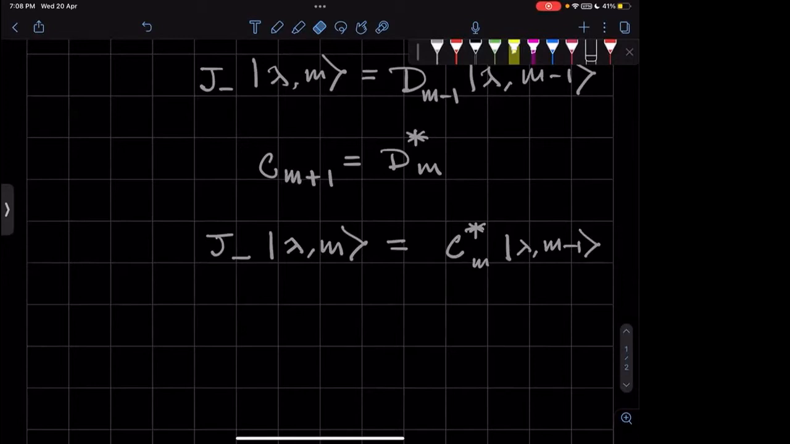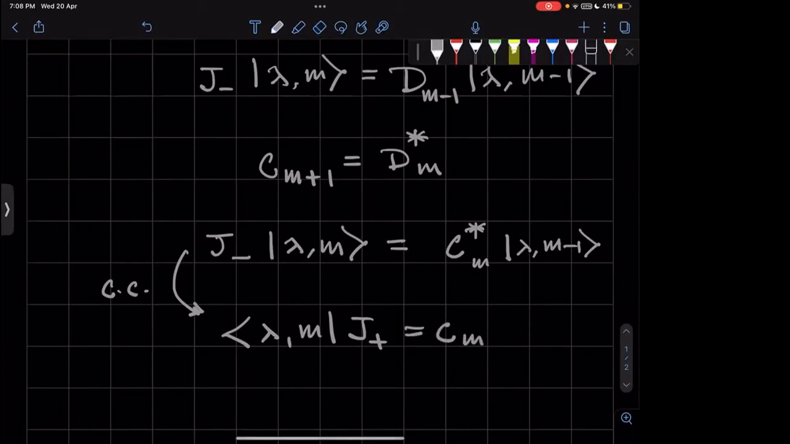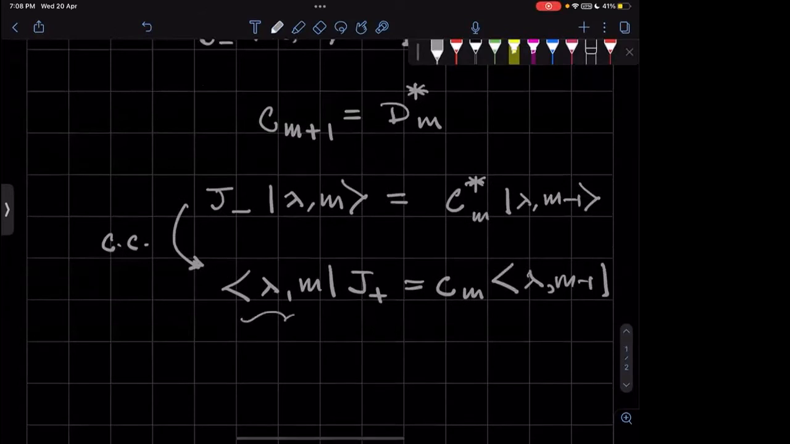Similarly, we can take this equation and take its complex conjugate. So this becomes J plus, and then we have C_m, and then lambda, m minus 1. But here we have the Hermitian conjugate state, the bra.